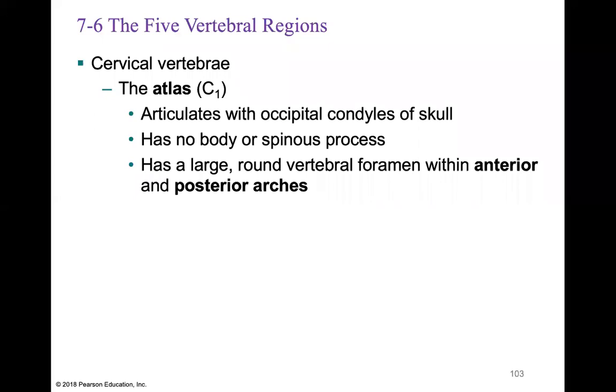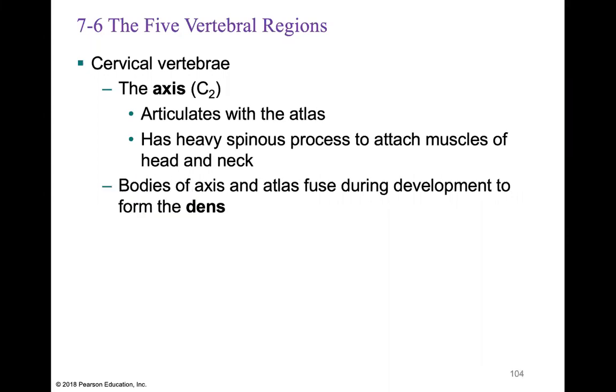C1 is referred to as the atlas. This will articulate with the occipital condyles of the skull. It has no body or spinous process, and it has a large round vertebral foramen within the anterior and posterior arches. C2 is referred to as the axis. This will articulate with the atlas. It has a heavy spinous process to attach muscles to the head and neck. It also has a perpendicular structure sticking out called the dens, which is going to allow for rotation of the head, such as turning your head as shaking your head no. Left to right, shaking your head left to right.